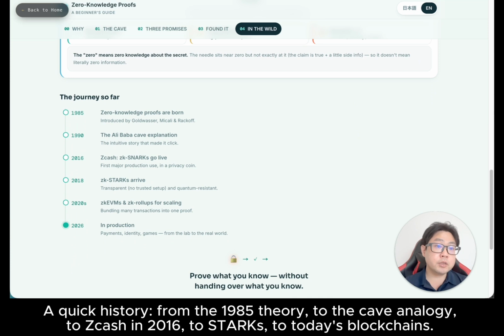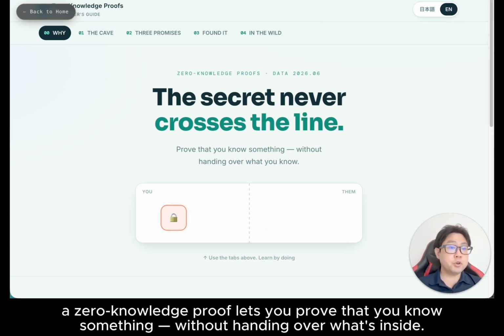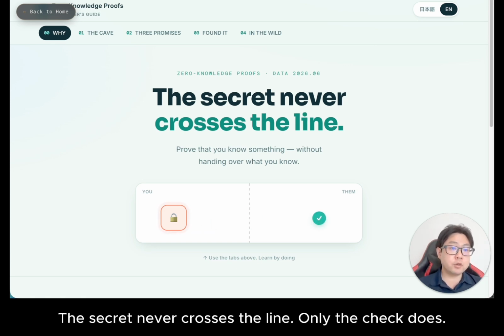And a quick history. From the 1985 theory to the cave analogy, to Zcash in 2016, to today's blockchains. So, to wrap up, a zero-knowledge proof lets you prove that you know something without handing over what's inside. The secret never crosses a line, only the check does.